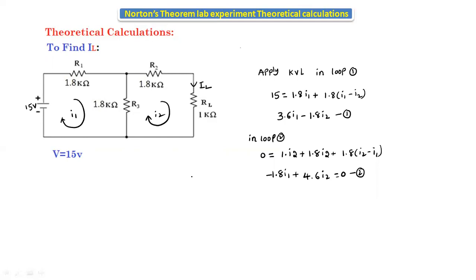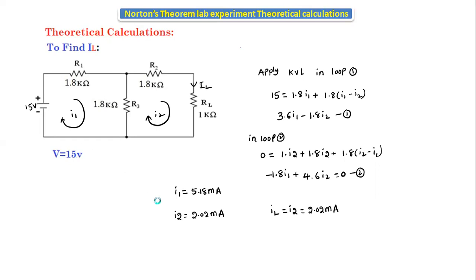From equation number 1 and equation number 2, we will get I1 is equal to 5.18 milliamps and I2 is equal to 2.02 milliamps. The current passing through this branch is I2. So from this we can say that load current IL is equal to I2, which is 2.02 milliamps for 15 volts.